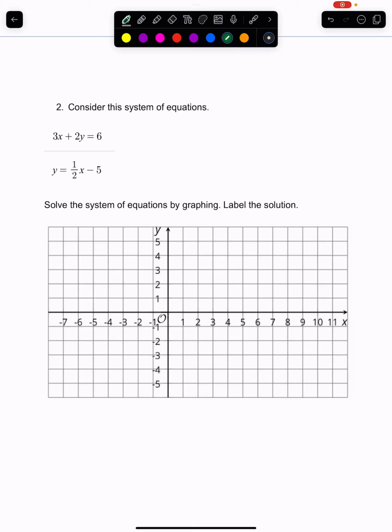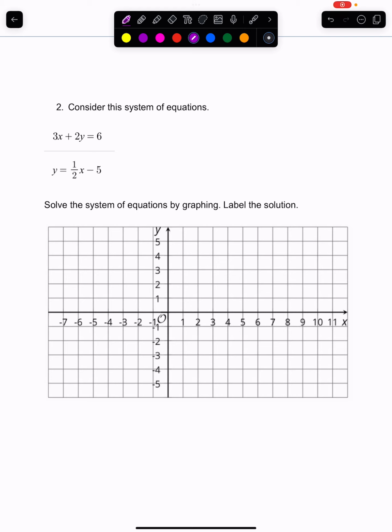Consider the system of equations. I got 3x plus 2y equals 6. That's in standard form. And I got y equals 1/2 x minus 5. Wait, this is in slope-intercept form. We're going to solve this system of equations by graphing. We got to draw two lines here today, folks.